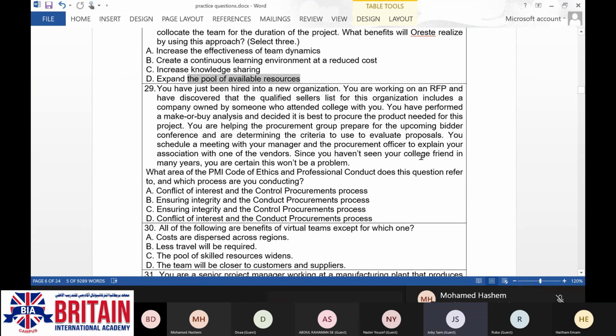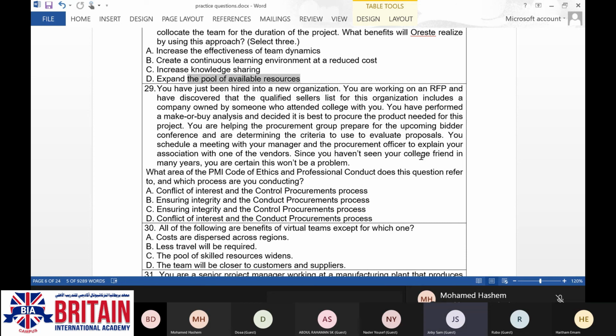You schedule a meeting with your manager and the procurement officer to explain your association with one of the vendors. Since you haven't seen your college friend in many years, you are certain this won't be a problem. What area of the PMI code of ethics and professional conduct does this question refer to? And which process are you conducting? A: Conflict of interest and the control procurement process. B: Ensuring integrity on the conduct procurement process. C: Ensuring integrity, control procurement process. D: Conflict of interest and conduct procurement process.